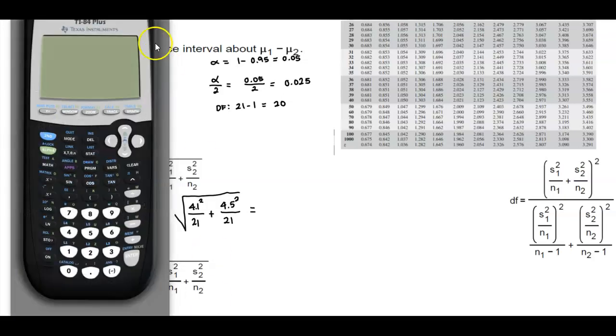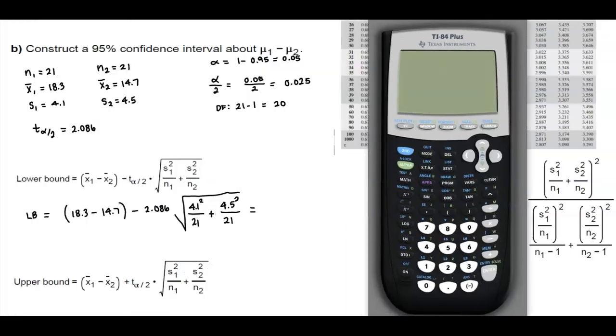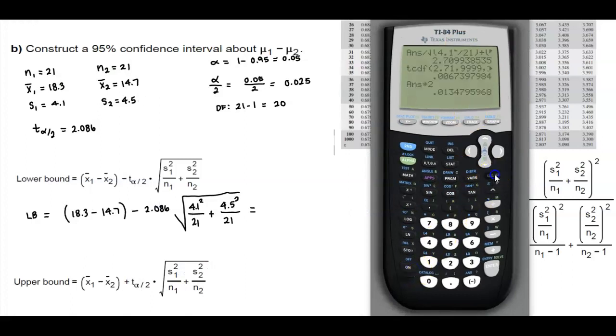We're going to do this according to order of operations. We're going to start with what we have here. We take 4.1, square it, divide that by 21, and hit equals. Then we add, in parentheses, 4.5 squared divided by 21, and hit enter. This is what's under the radical, so we have to take the square root of this answer. We hit second square root, second answer, and hit enter.